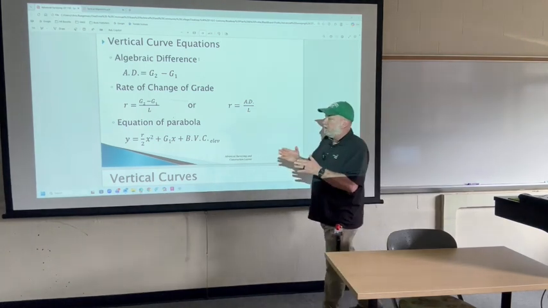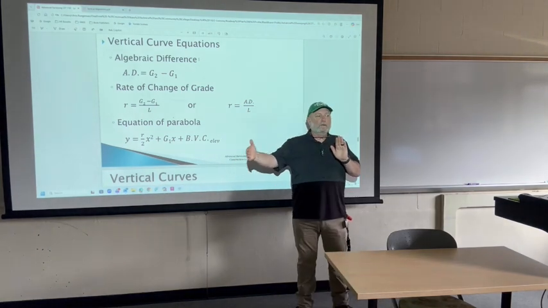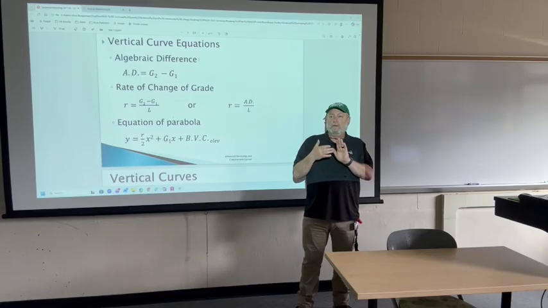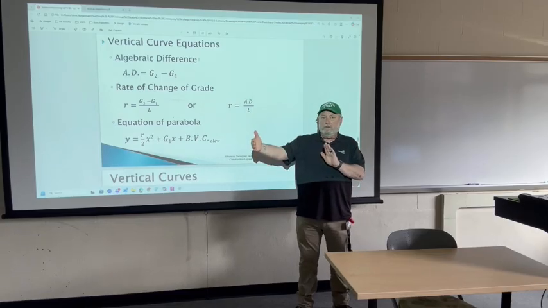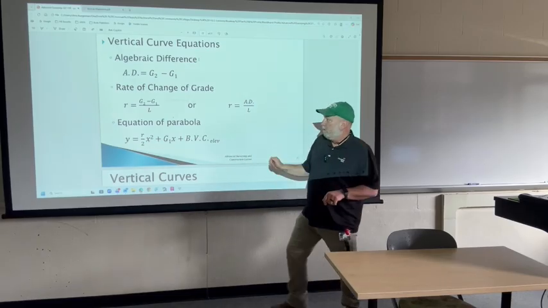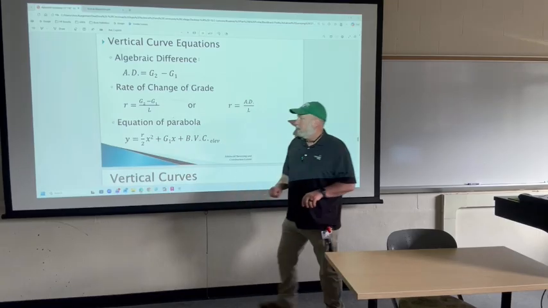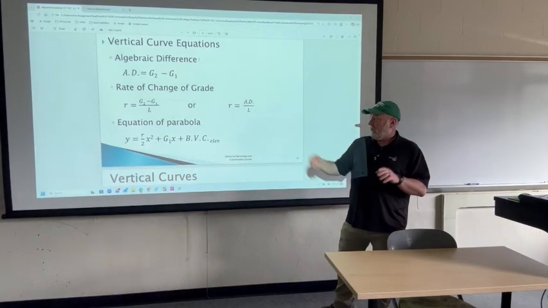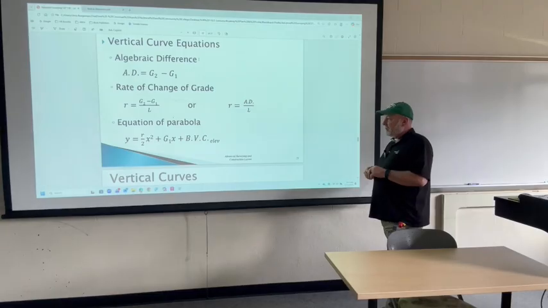The x is the length you're going from the beginning of your curve to whatever station you're trying to solve. That distance there, horizontal distance. So the x squared in the first part of that equation is that distance squared times your rate of change over 2.